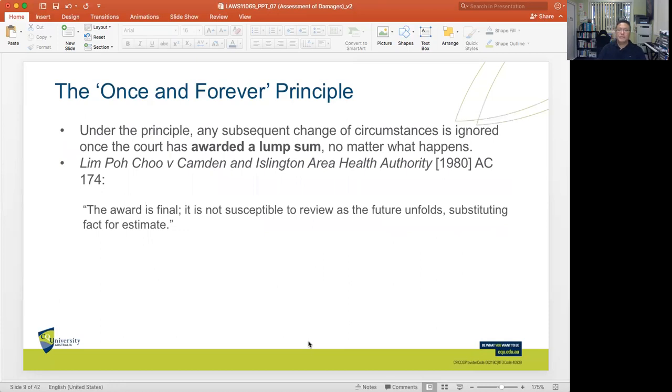So under the principle, as I pointed out, any subsequent change of circumstances is ignored once the court has awarded a lump sum, no matter what happens. In Lim Po Chu versus Camden and Islington Area Health Authority, the Privy Council in the UK said that the award is final. It is not susceptible to review as the future unfolds, substituting fact for estimate.